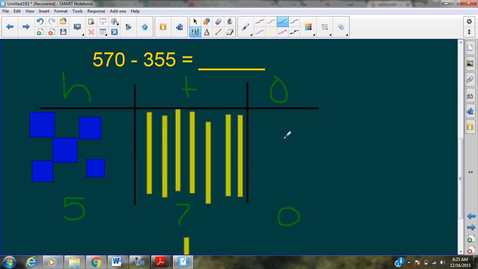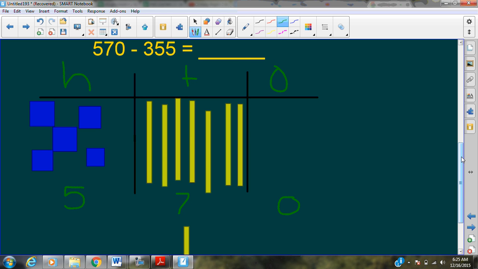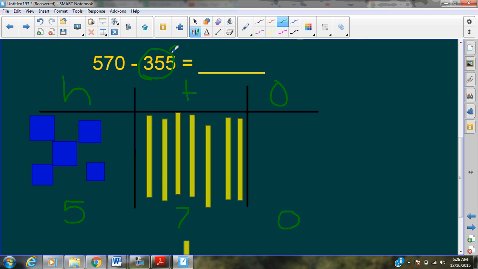The point of subtraction is to take away or to make less. So if I'm going to take away 355, a lot of people believe that you always have to subtract starting with the ones column, but that is not true. You can subtract starting either way, with the hundreds or with the ones. I will show you the ones today, and I can show you the other way another time. So 570 is what we're starting with. 355 is what we are taking away. That means we have to take away 5 ones, 5 tens, and 3 hundreds.